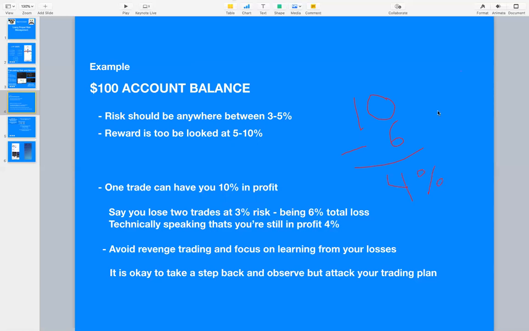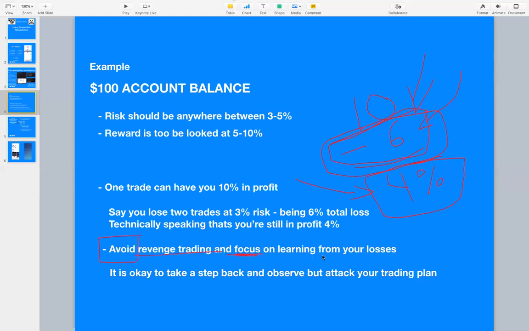The majority of traders see that 6% loss as the end of the world. They lost 6%. They lost $10. They lost $30. They lost $100. Little do they know they're still in profit. So people focus too much on that loss and not enough on the percent that they're still in profit. And the majority of the time, because they focus on that loss, they do something called revenge trading. So we want to avoid revenge trading.